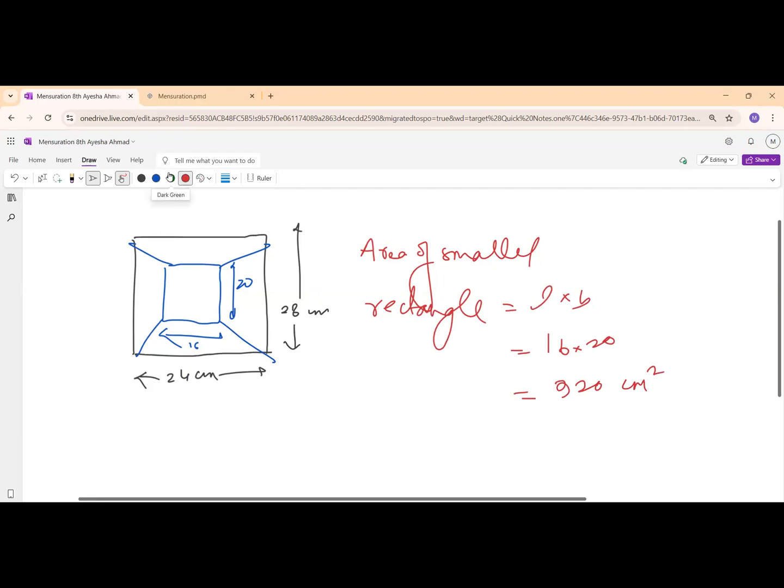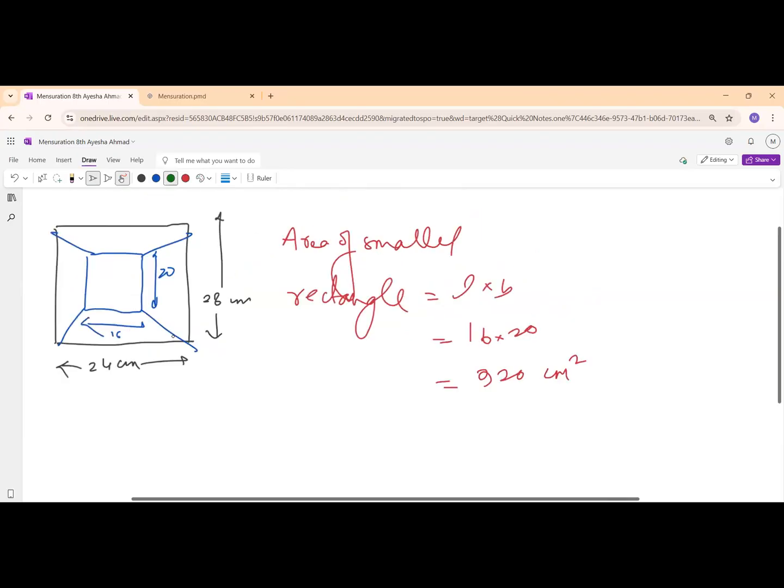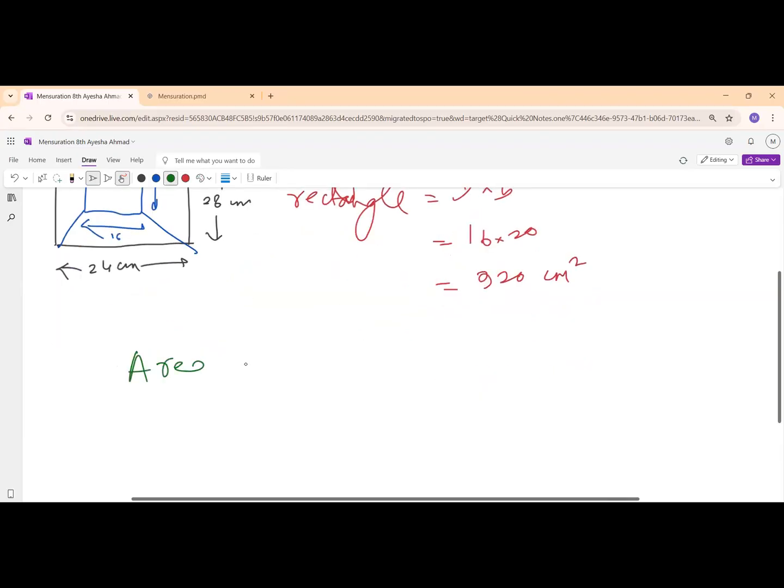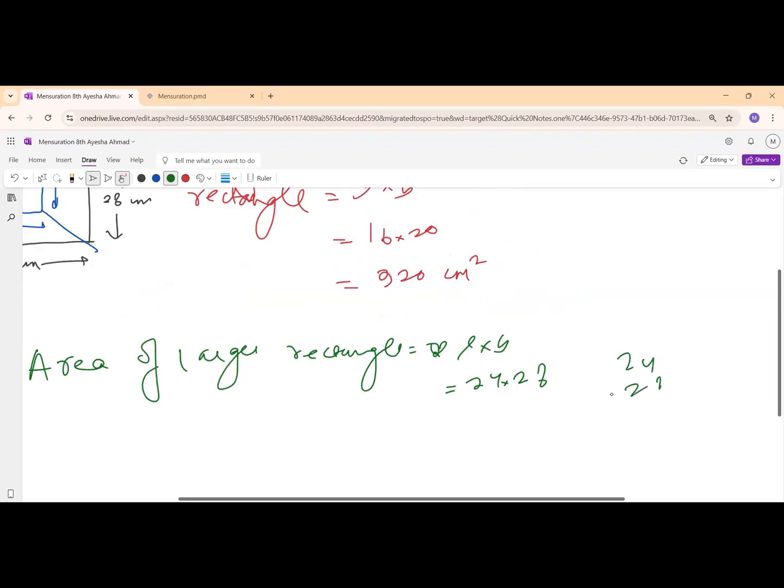Now area of larger one. Area of larger rectangle. That is 24 and 28. So that is length into breadth. So 24 into 28. 24 into 28 is how much? 8 eights are 64, 2 fours are 8, that is 672. So that is 672 centimeters square. This is the area of the larger one. Got it?